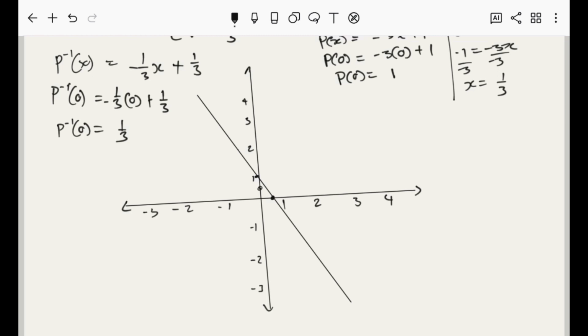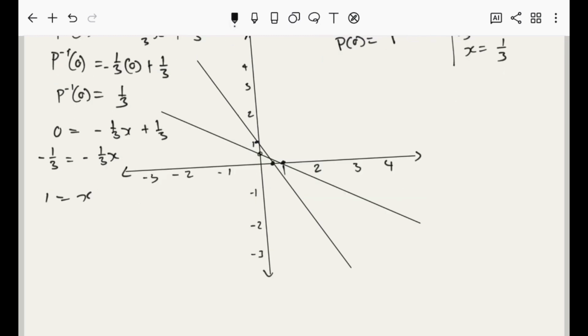To find the x-intercept, we let y equal to 0, so that becomes 0 is equal to minus 1 over 3x plus 1 over 3. Okay, so we transpose 1 over 3, we get negative 1 over 3 is equal to negative 1 over 3x. We multiply throughout by negative 3, so that we get 1 is equal to x. So this is our x-intercept. So this means that our curve runs like this.